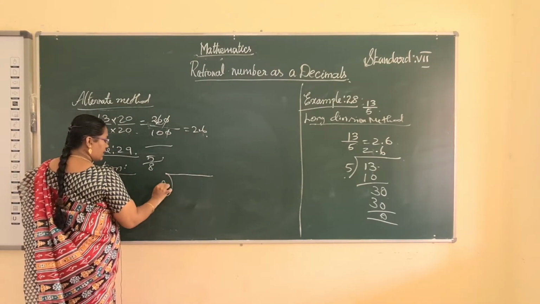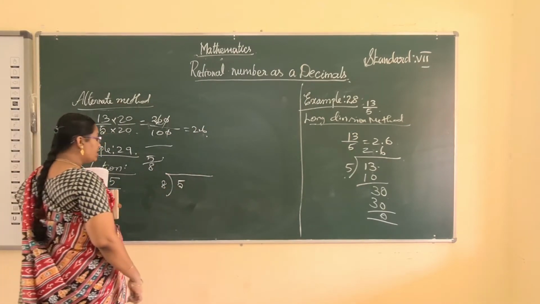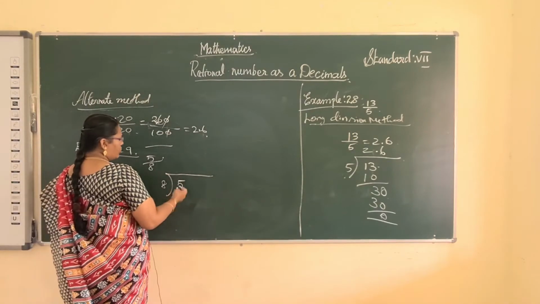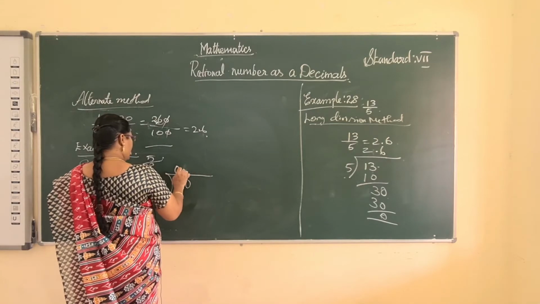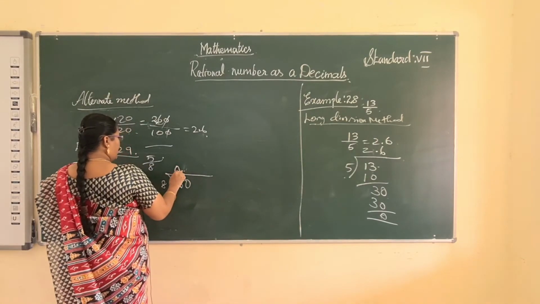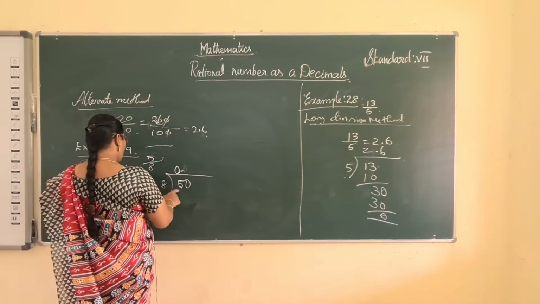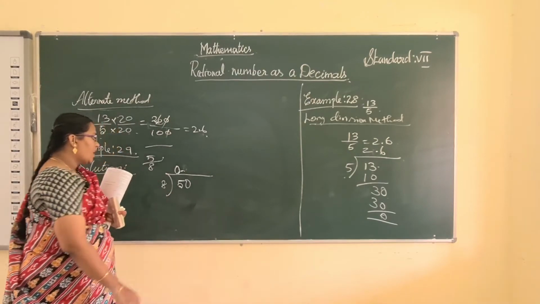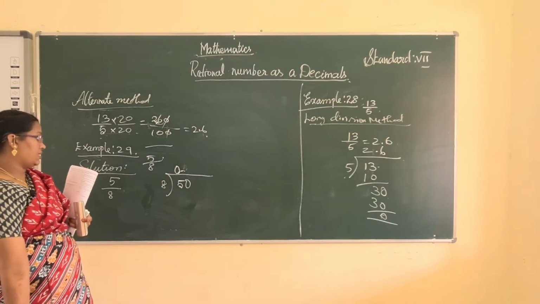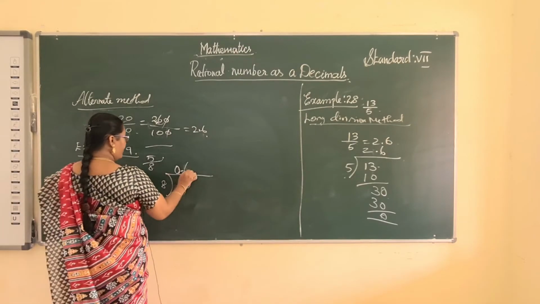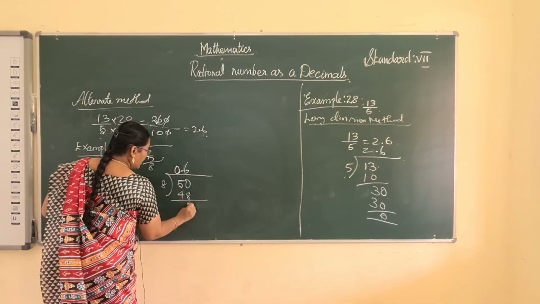The divisor is 8, the dividend is 5. Is this possible? Not possible, so add 0 here and put 0 with the decimal. How many times is it possible? 8 sevens are 56, so 8 sixes are 48. Remaining 2.